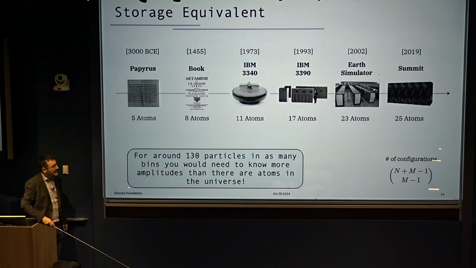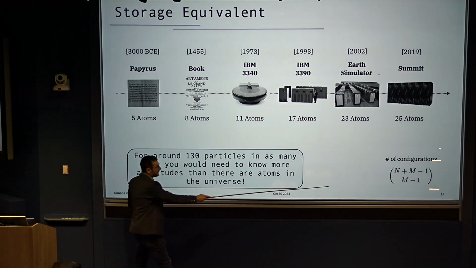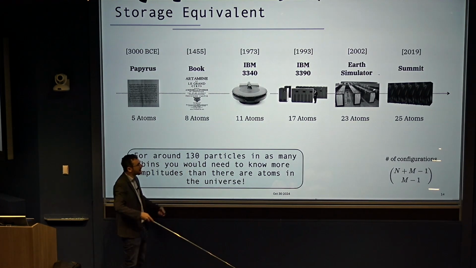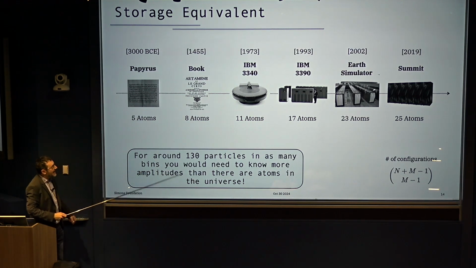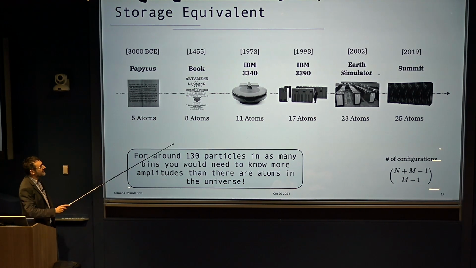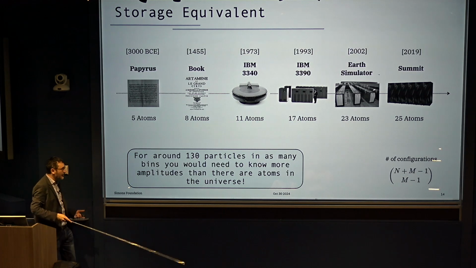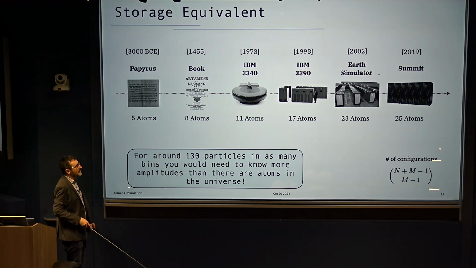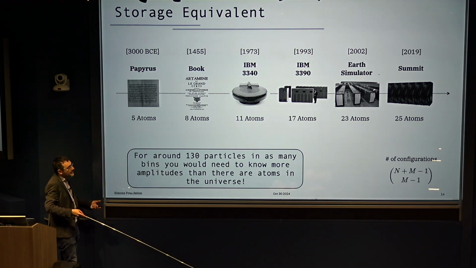So these are combinatorially many, if you want the formula, if M is the number of boxes. And the way I like to visualize this is in terms of storage that would be needed if you wanted to store all the amplitudes of this wave function on a computer.